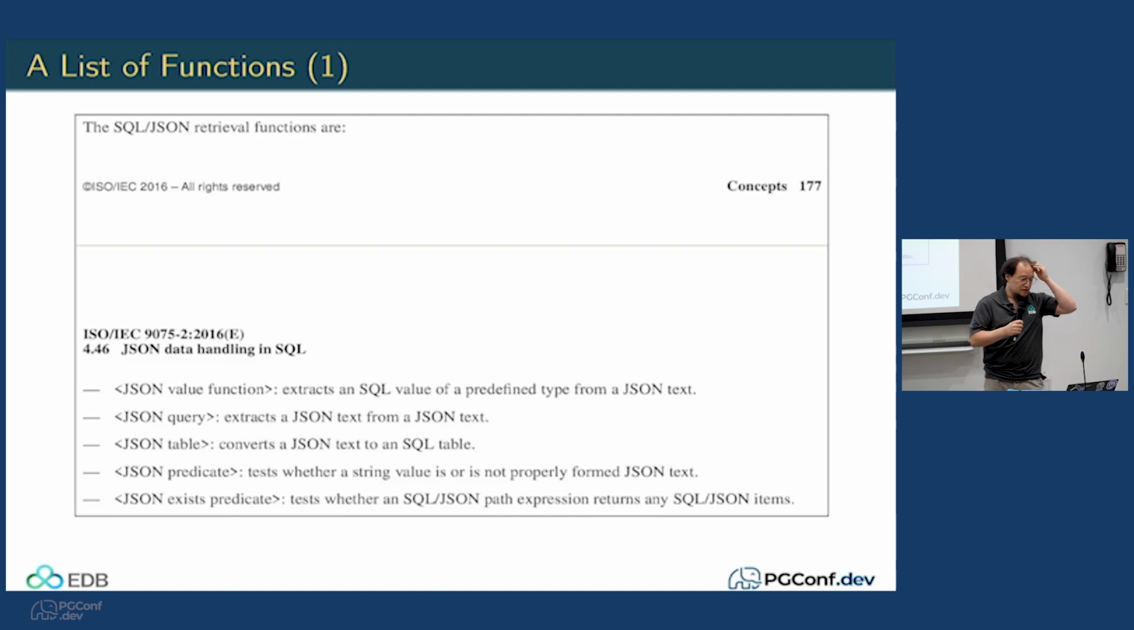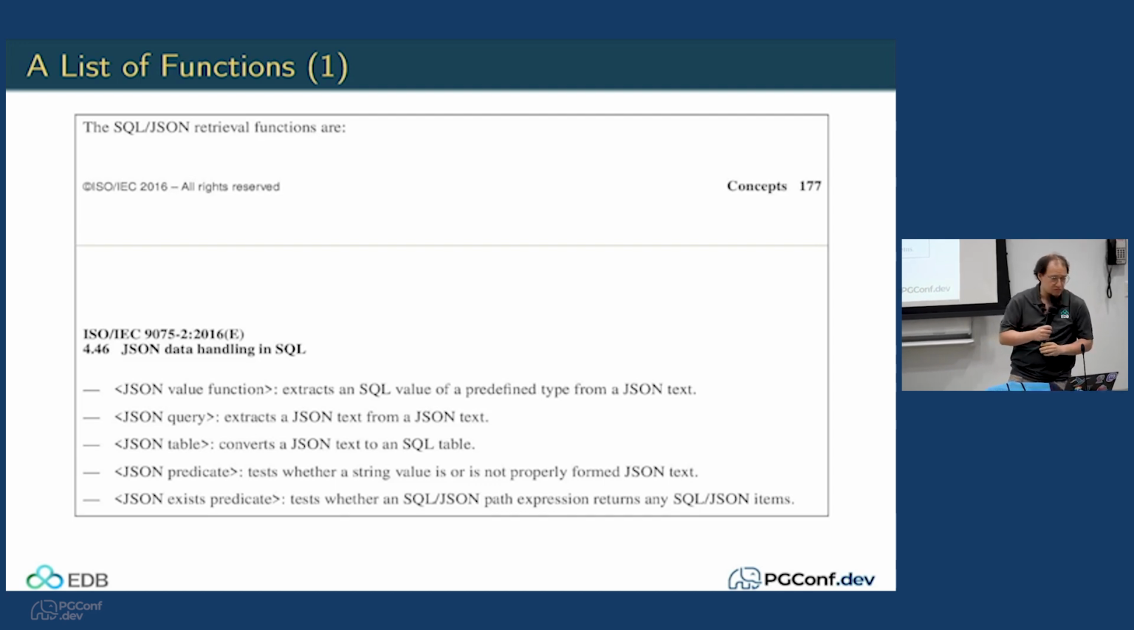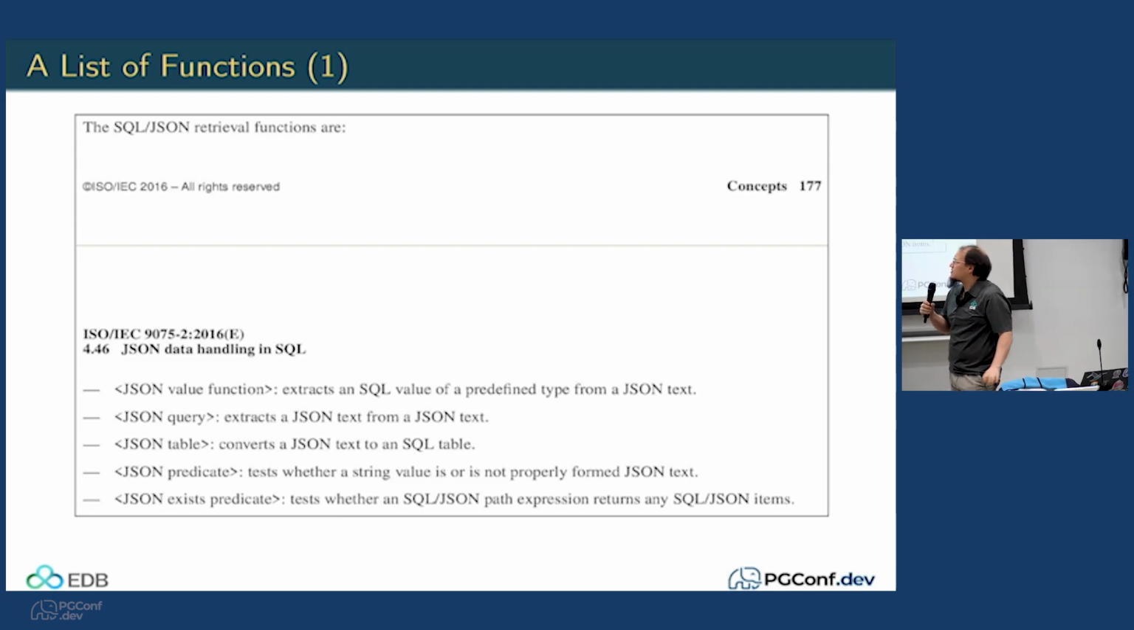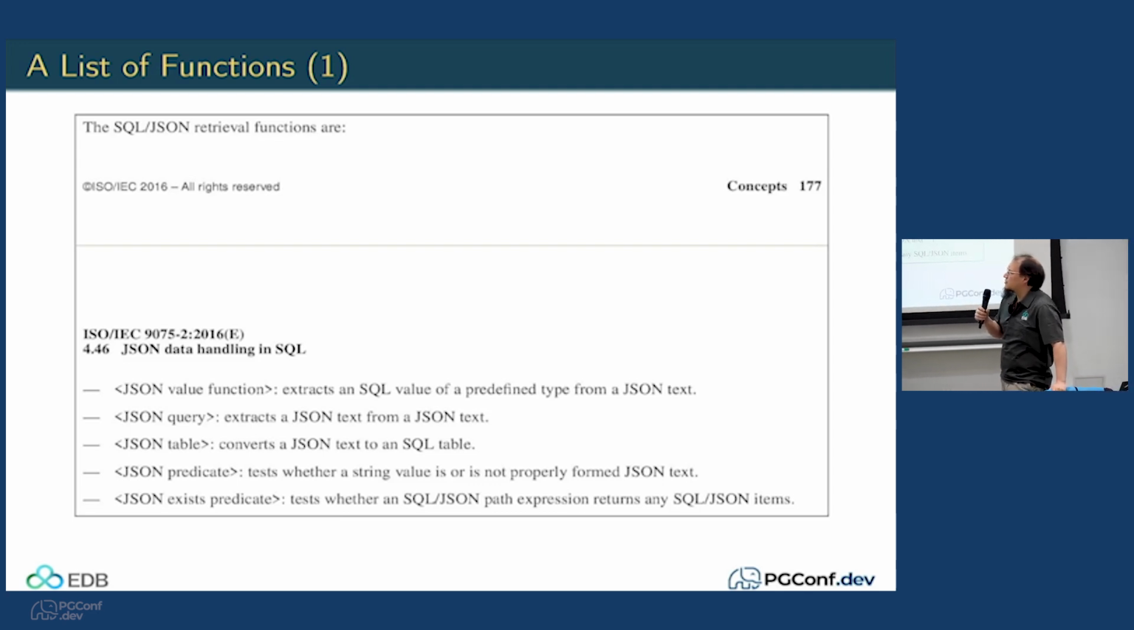So closing up, it says the retrieval functions are JSON value function, then JSON query, JSON table, JSON predicate, and JSON exists predicate. And if you look at this definition, it says it extracts, for instance, the JSON query one says extracts a JSON text from a JSON text.